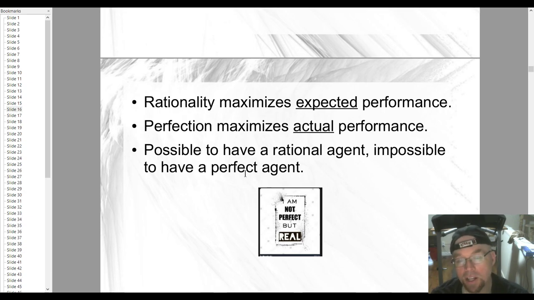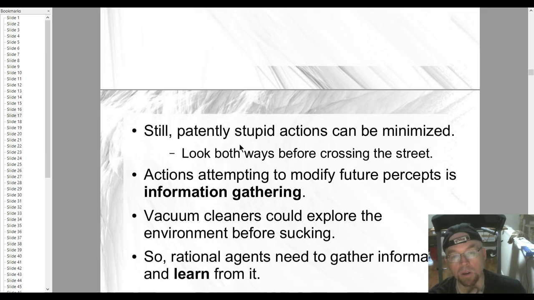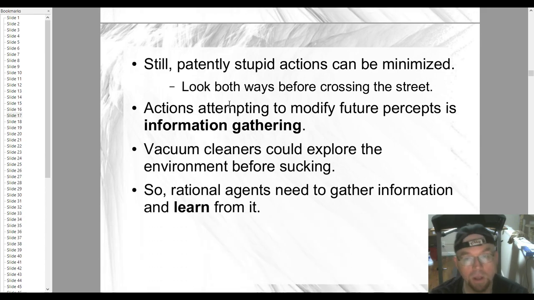So you can design a rational agent, absolutely. Can you design a perfect agent? No way, can't be done. Now, that being said, you can hard code in an agent that avoids patently stupid actions, right? So if you had a robot that was going to cross the street, it doesn't have to go into the street and then perceive getting hit, to say, oh, that was a bad choice, or to discover that it made a mistake. You can have that robot look both ways first, right? Not just walk into the middle of the street.